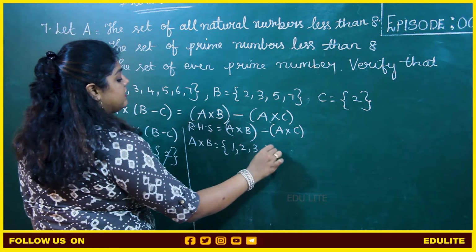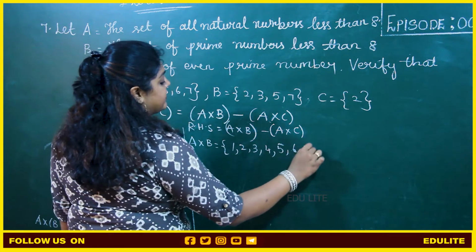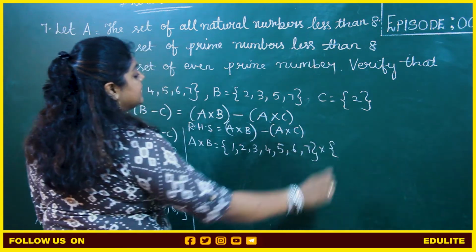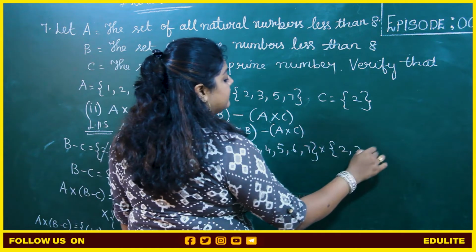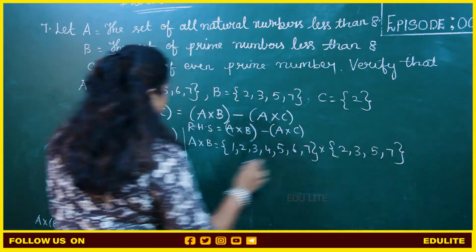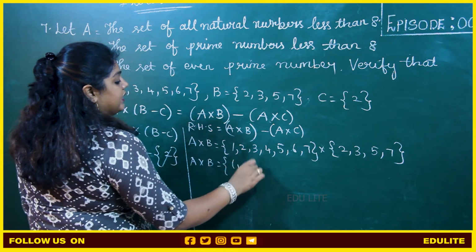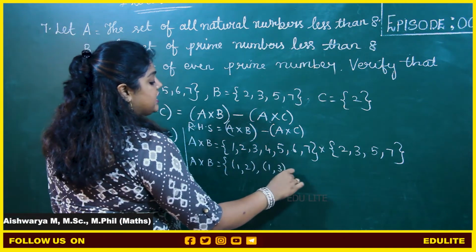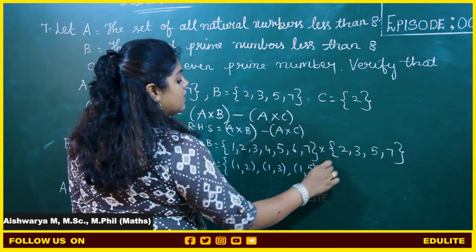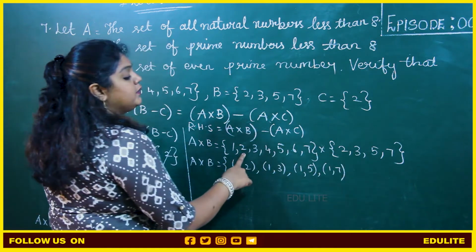1, 2, 3, 4, 5, 6, 7. Cross product it with 2, 3, 5, 7. So what is A cross B? It is (1,2), (1,3), (1,5), (1,7). Continue in the same way.